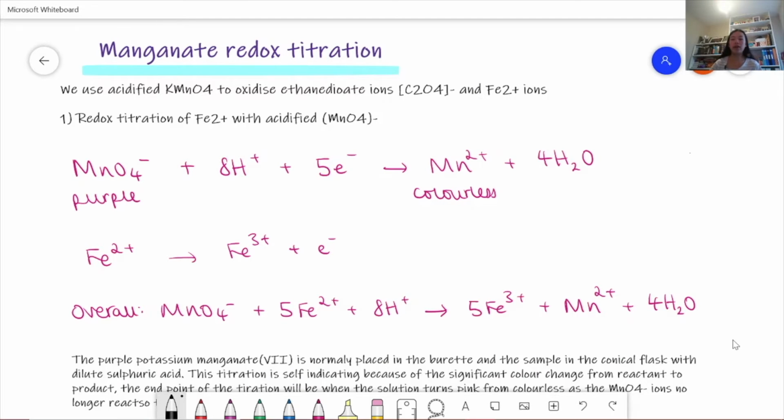Now we're going to talk about manganate redox titration. Acidified potassium manganate is usually used to oxidize ethane dioate ions and Fe2+ ions. And so firstly, we're going to look at the redox titration of Fe2+ ions with acidified manganate ions. And so on the left, we have purple manganate ions. And the 8H+, these come from the acid.